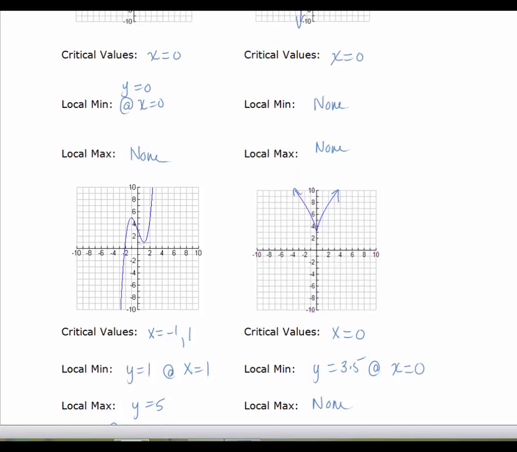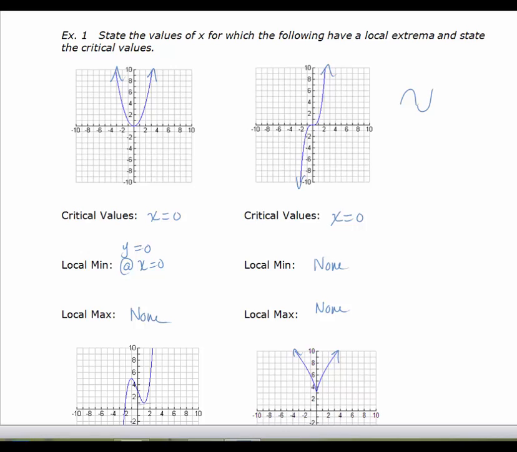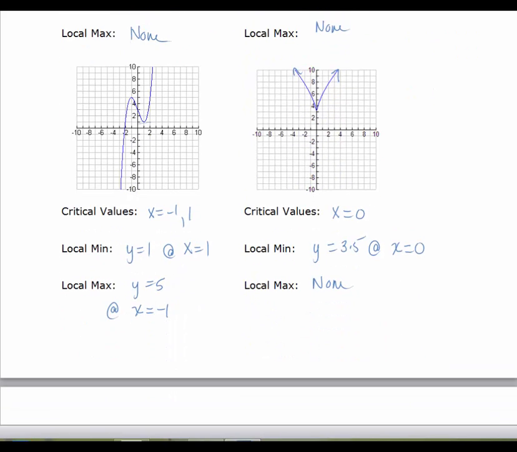At this point, I just want to summarize what we just found. So in the first picture, we have a critical value, and we have a local min and a local max. We have a critical value in the second picture, but we don't have either a local max or a local min. In the third picture, we have critical values, and we have a local min at one of them and a local max at the other. And in the fourth picture, we have a critical value, and we have a local min but no max.